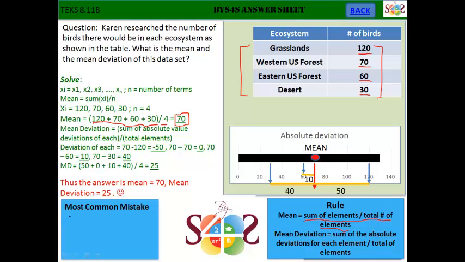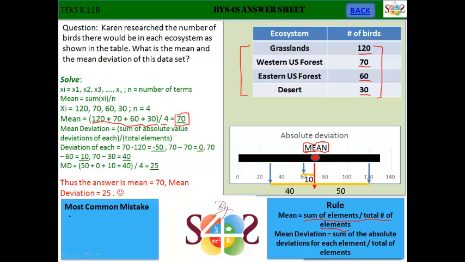In order to find the mean deviation, that is simply the sum of the absolute value deviations of each, divided by the total number of elements. So here we have a little chart on the bottom, which we've highlighted the mean, which represents 70, and we're just going to find the value for how much each number of birds per ecosystem deviates from the mean.